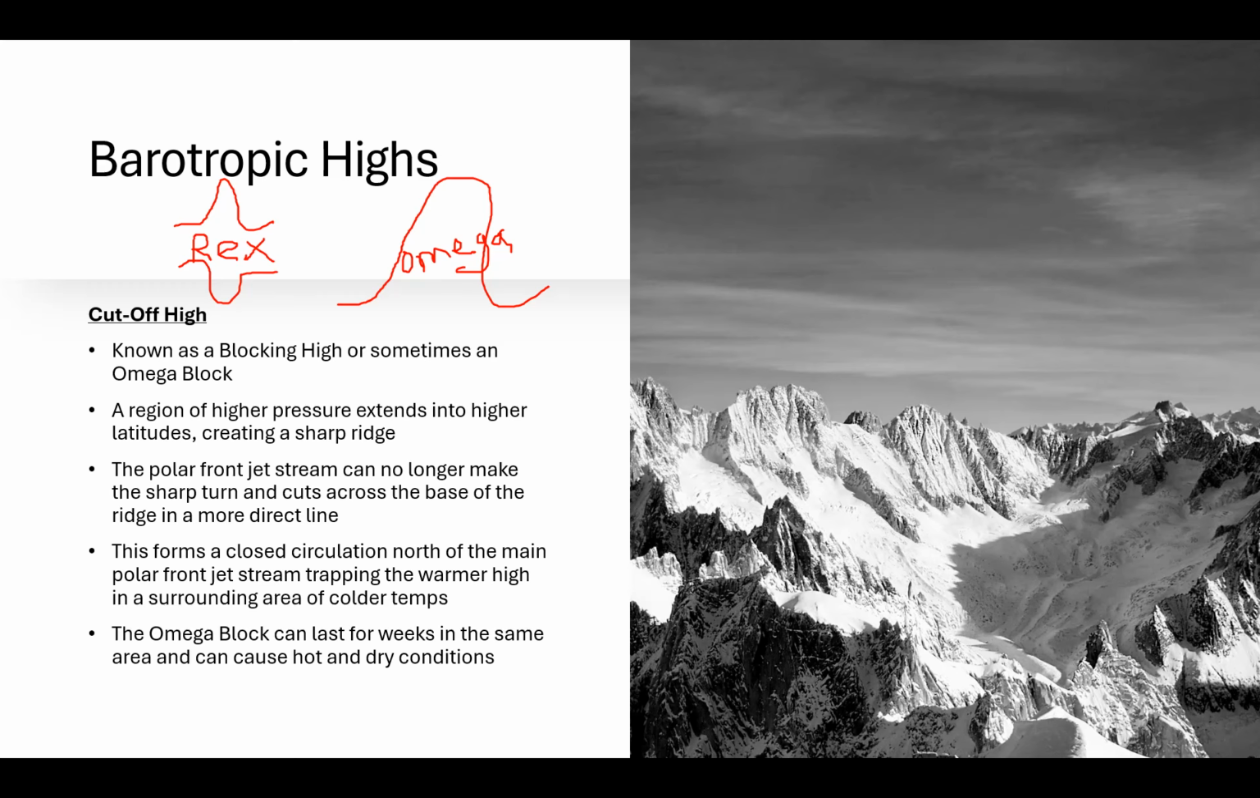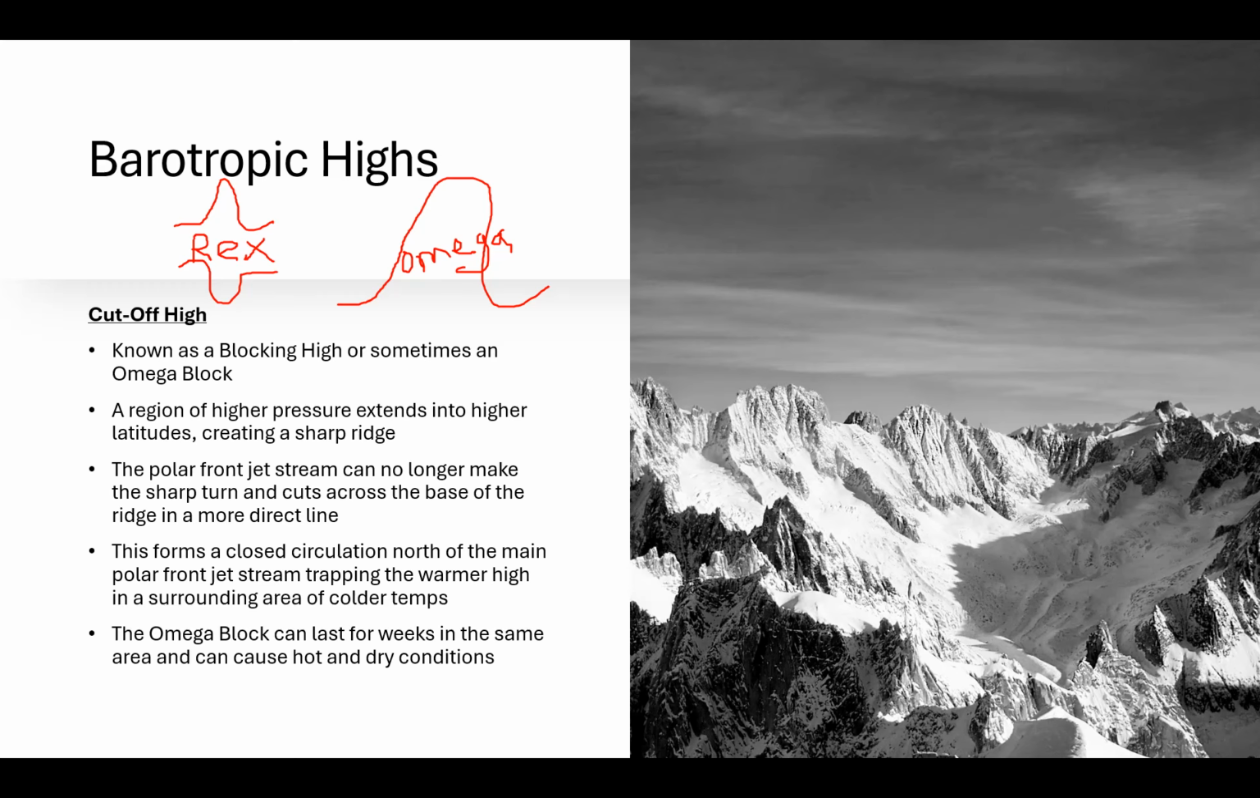So going back to the cutoff high, it's a region of higher pressure which extends into the higher latitudes, creating a sharp ridge. The polar front jet stream can no longer make the sharp turn and cuts across the base of the ridge in a more direct line. And this is going to form a closed off circulation north of the main polar front jet stream, trapping warmer air around the high in a surrounding area of colder temps.